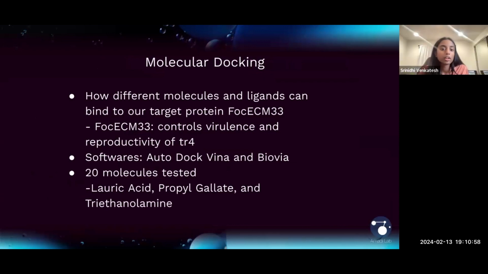Next, we use molecular docking to test the binding affinity of multiple molecules to our target protein, which is FOC-ECM33. This controls the reproductivity and virulence of FOXTR4.